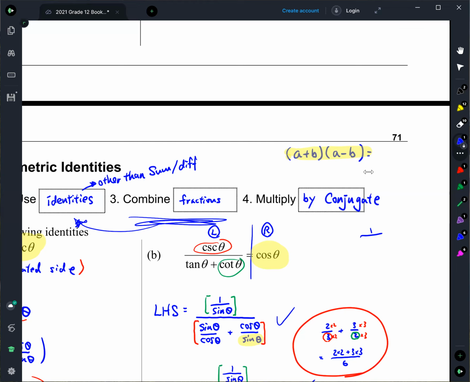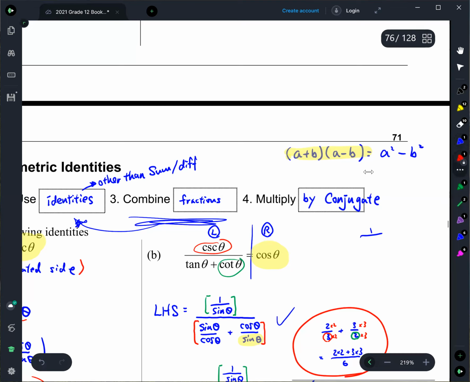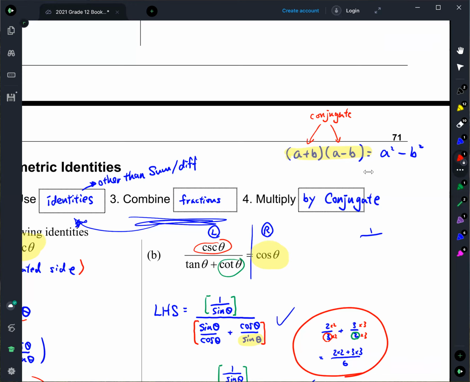Is it a squared minus b squared? That's right, okay. A squared minus B squared, all right? So the two brackets, if they are opposite sign, A plus B, A minus B, these two, they are called conjugate. So you can say A plus B is the conjugate of A minus B. A minus B is the conjugate of A plus B. It's like twins. A plus B is the twin brother of A minus B. They look a little bit different, but they are together.